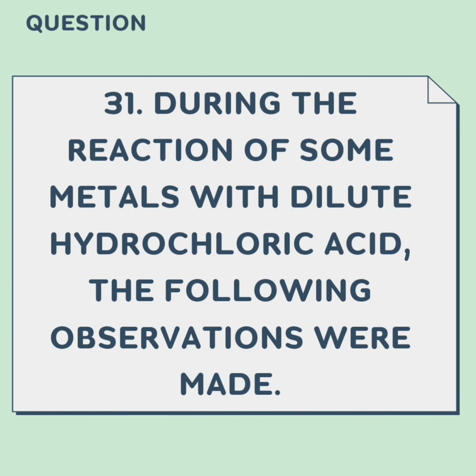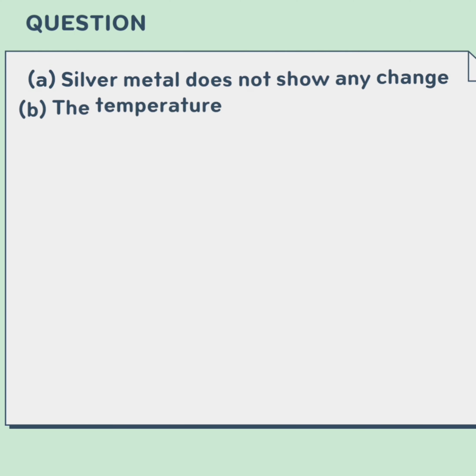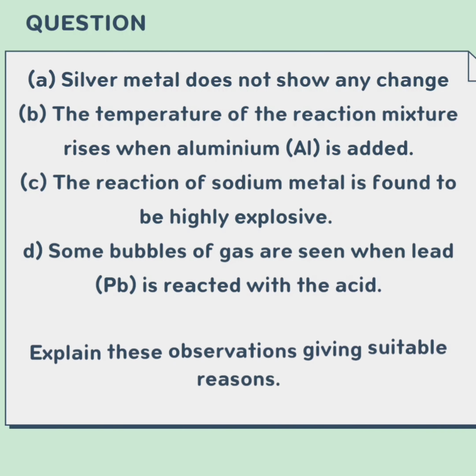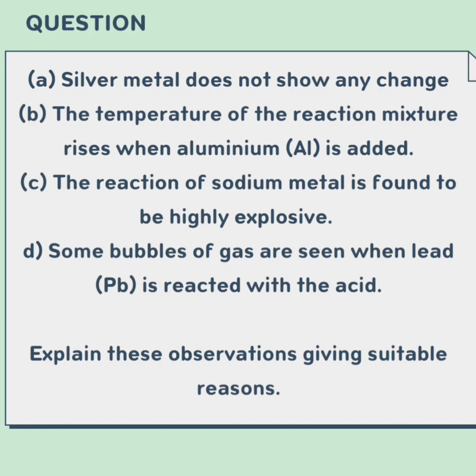31. During the reaction of some metals with dilute hydrochloric acid, the following observations were made. A. Silver metal does not show any change. B. The temperature of the reaction mixture rises when aluminium is added. C. The reaction of sodium metal is found to be highly explosive. D. Some bubbles of gas are seen when lead, Pb, is reacted with the acid. Explain these observations giving suitable reasons.